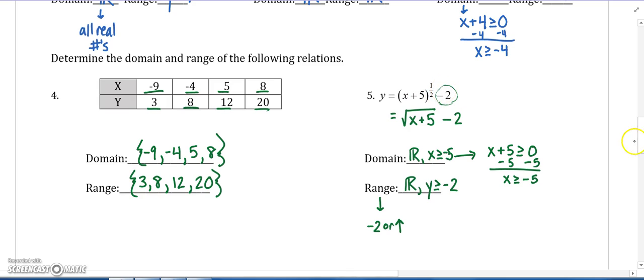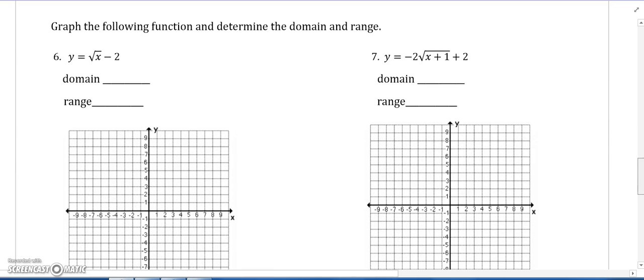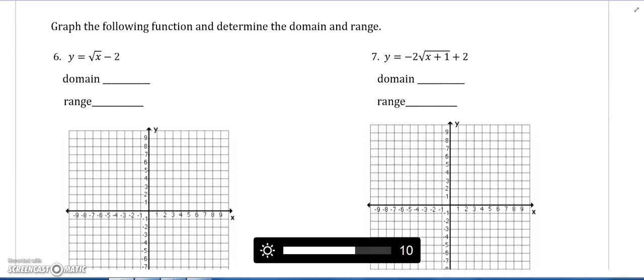So that does help. Alright, let's try a few on the back. For these, it says graph the following function and determine the domain and range.